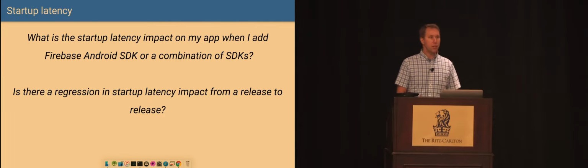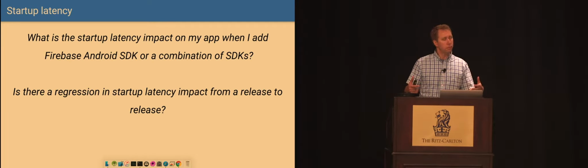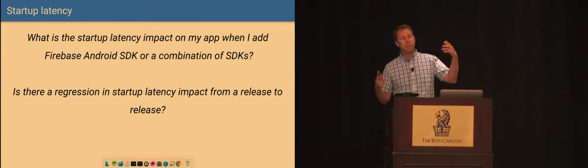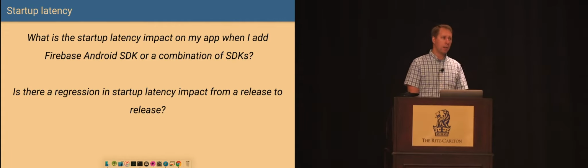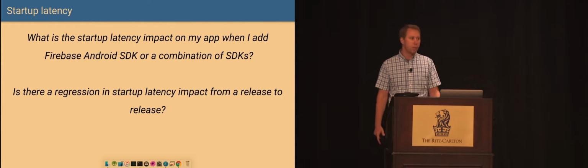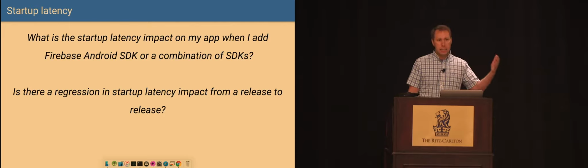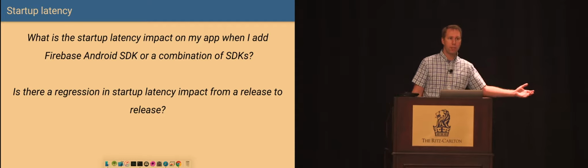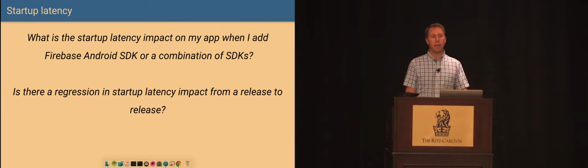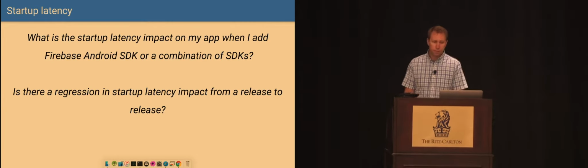Because a lot of initialization is actually done in a content provider, which is being initialized before the onCreate method is called. So what we do is use internal, in-house developed testing frameworks in order to measure the delta between when the process has started and when the main activity's onPreDraw event gets called.